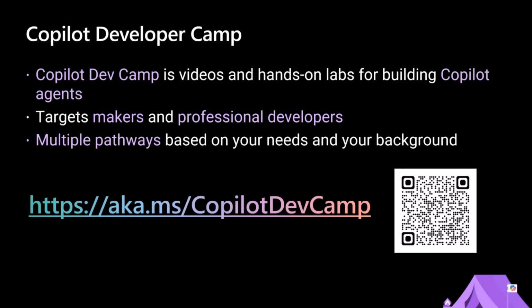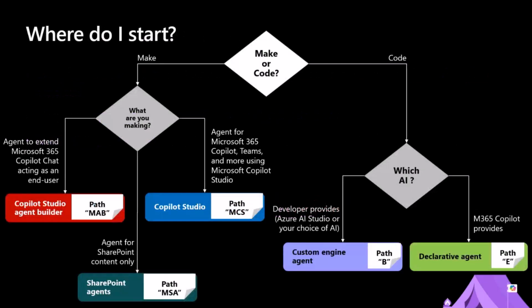And you will be able to learn more about how to create agents with no code, low code, or with pro code, depending on what you want to do and what the goals you want to achieve are. So in the Copilot Camp, you can find content about different areas, like if you want to be a maker, how you can do that using the Copilot Studio Agent Builder or the Microsoft Copilot Studio or the SharePoint agents.